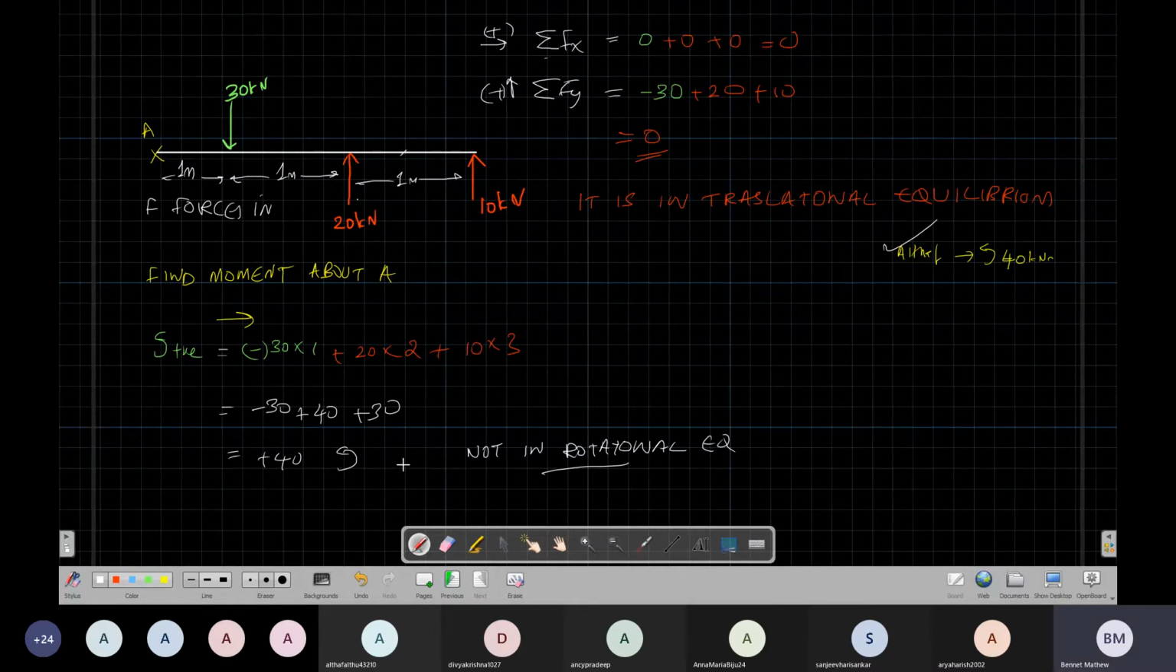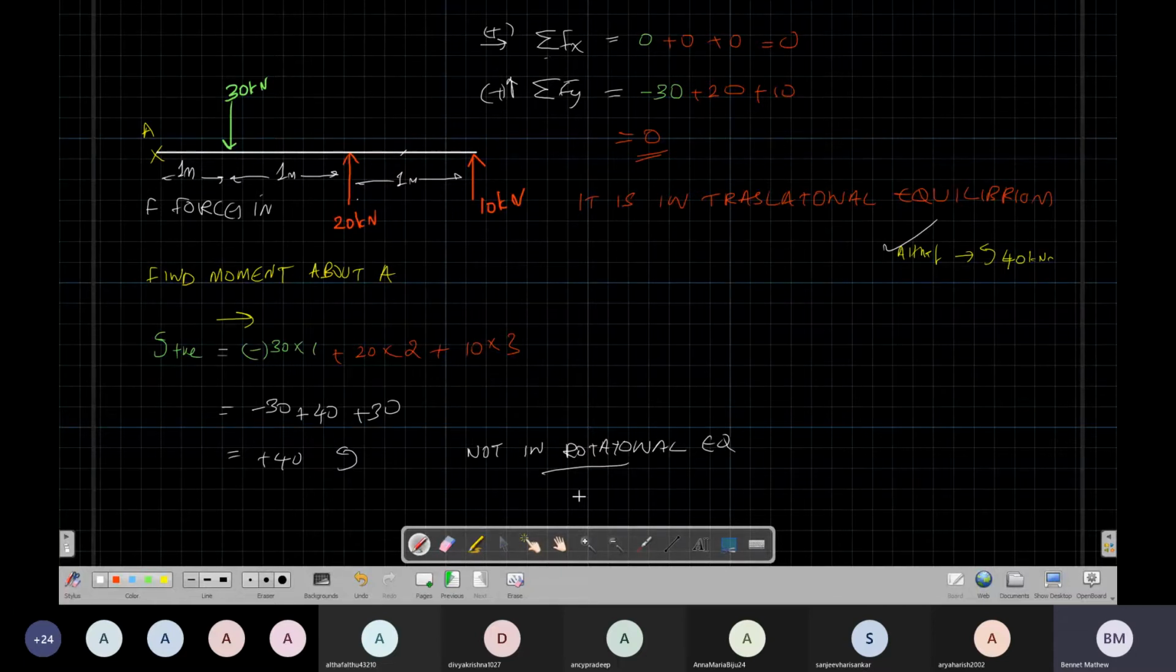Now, you can ask me, sir, which point should I take? Should I take it about A? The point about checking vertical direction and all, you don't have to worry about it. For translational equilibrium, total force in x direction, total force in y direction, you just have to take the forces. Now, moment depends upon which point you are taking.